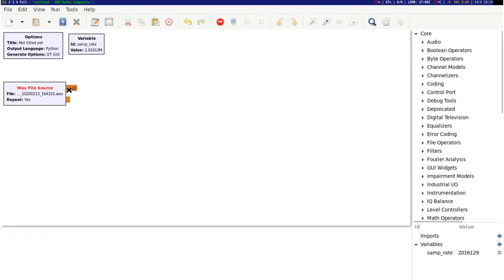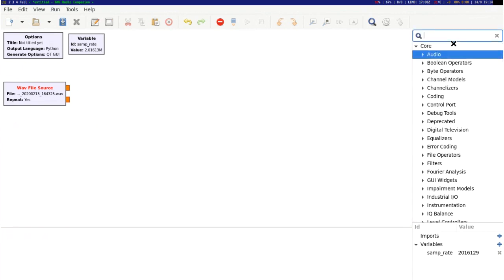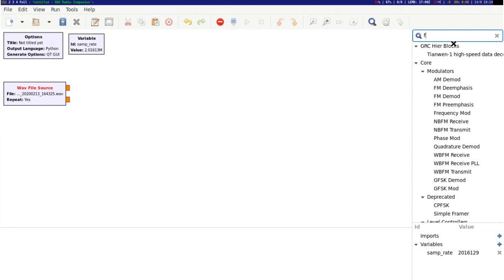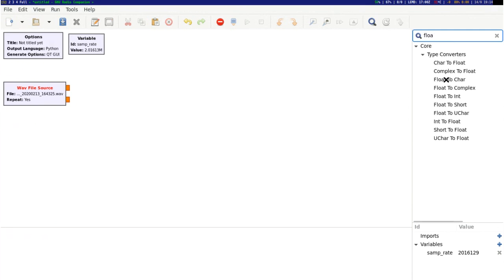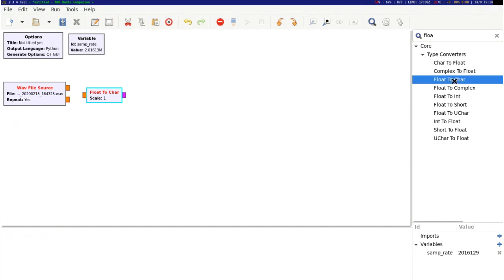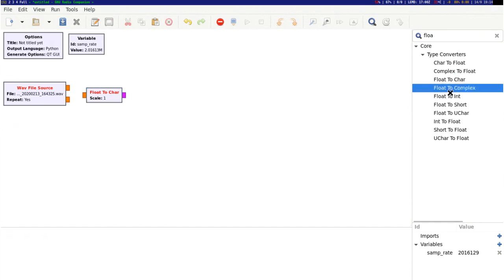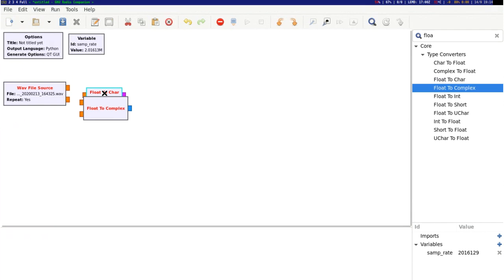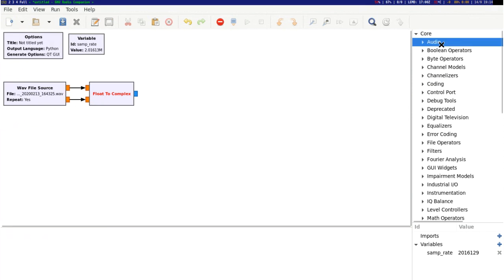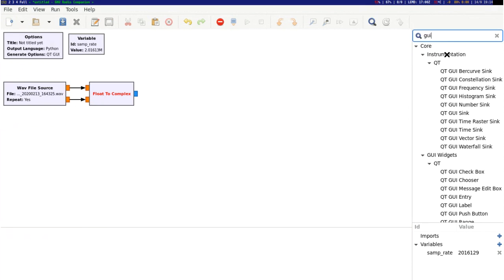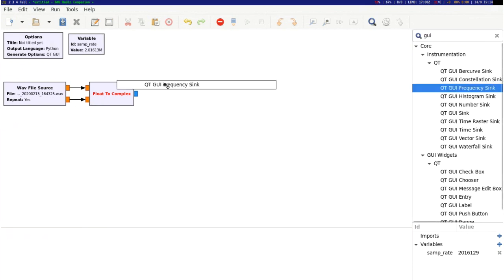So then we have two real channels, the I channel and the Q channel. In GNU Radio, we usually work with complex signals, and the way to convert from two real channels to one complex signal is to use Float to Complex. Orange means a real signal in GNU Radio, and blue means a complex signal. Here, we are just putting the I and the Q together as a complex number. And then we can use the QT GUI frequency sink.